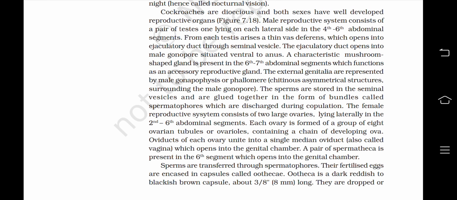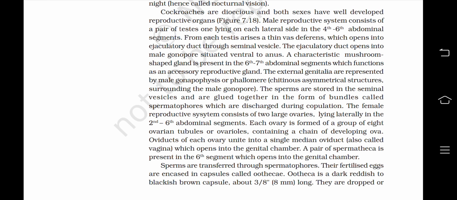are discharged during copulation. The female reproductive system consists of two large ovaries lying laterally in the 2nd to 6th abdominal segments. Each ovary is formed of a group of 8 ovarian tubules or ovarioles containing a chain of developing ova. Oviducts of each ovary unite into a single median oviduct, also called vagina, which opens into the genital chamber. A pair of spermatheca is present in 6th segment, which opens into the genital chamber.